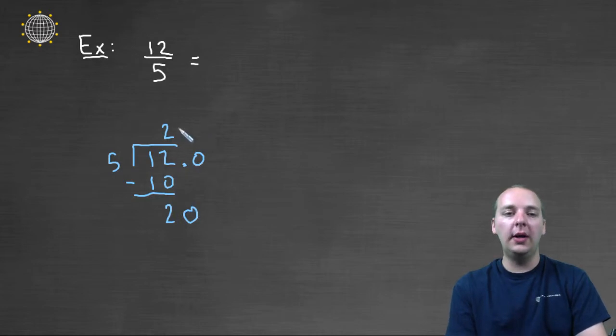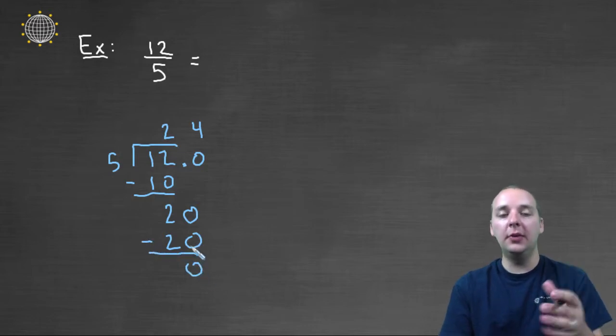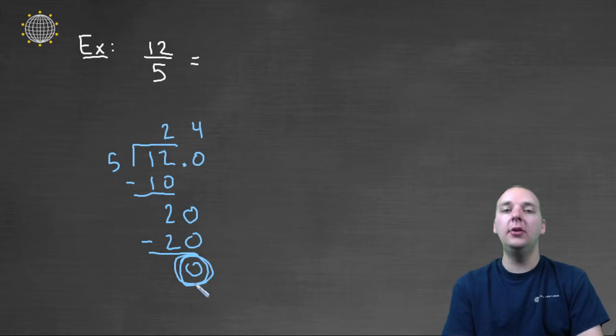We'll say, what times 5 gets you close to 20? Well, 4 times 5 does. So we'll put a 4. 5 times 4 is 20. We'll subtract, and you'll keep doing this. Here we only had to do 2 steps. You might have to do 5 steps, but you're going to do as many steps as it takes to get to a remainder of 0. Then you can stop.